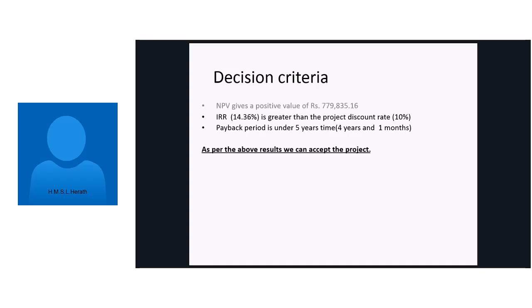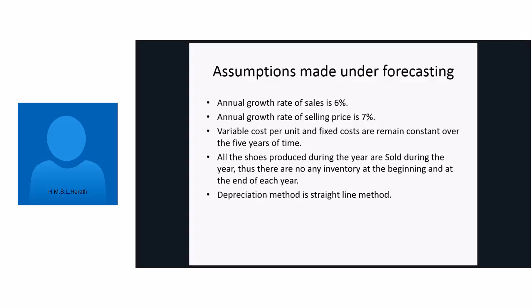Finally, my assumptions made under forecasting: the annual growth rate of sales is 6% and the selling price is growing at 7%. Variable cost per unit and fixed cost remain constant for the 5 years. And the depreciation method is the straight line method, sir. Thank you.